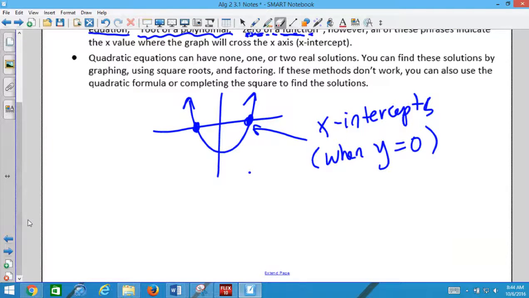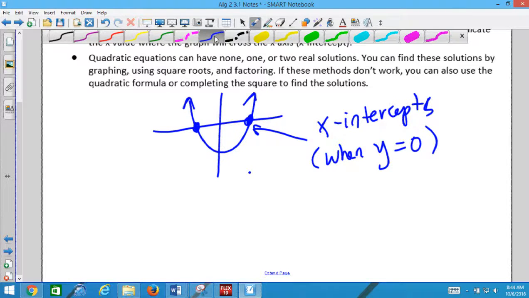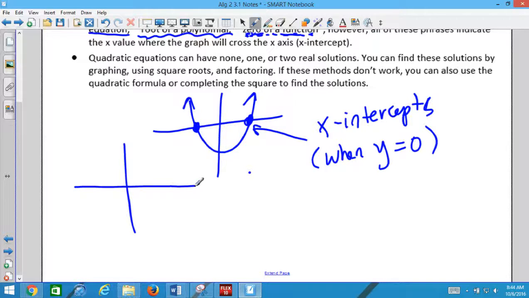Graphically, we could have a picture that looks similar to this, and how many x-intercepts are there going to be in this picture? 2. There's 2, but what other options do we have? No intercepts. We could have none. The parabola could be above the graph, or below the graph and opening down. And then this would be none.